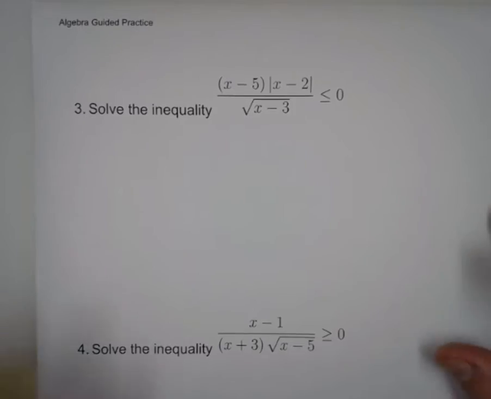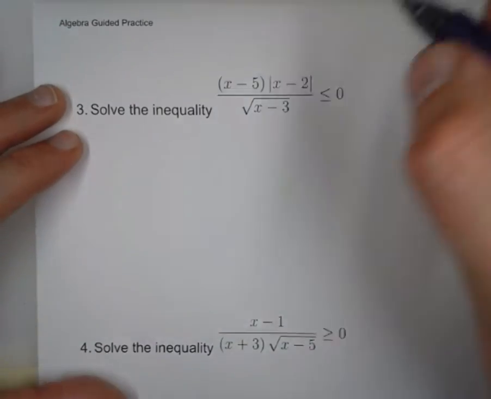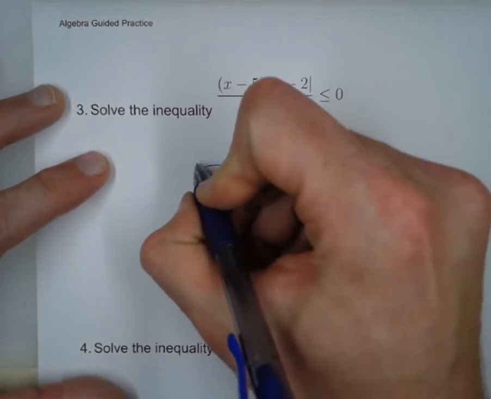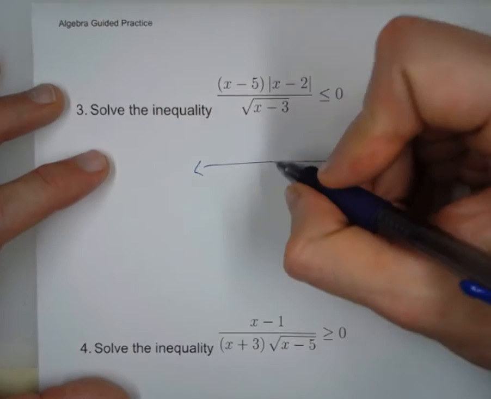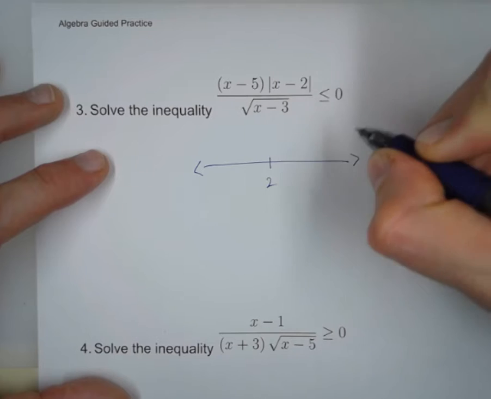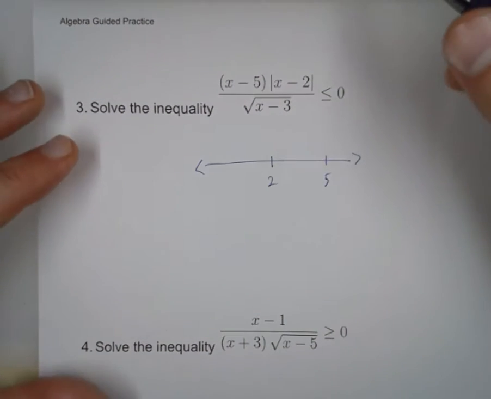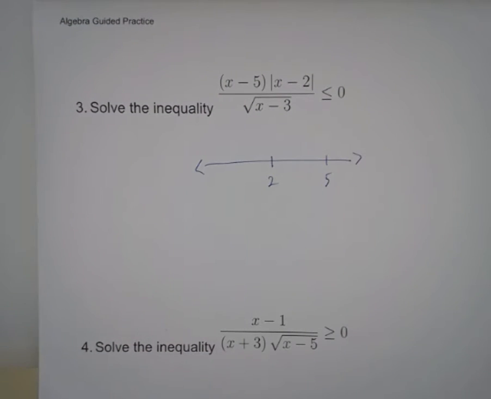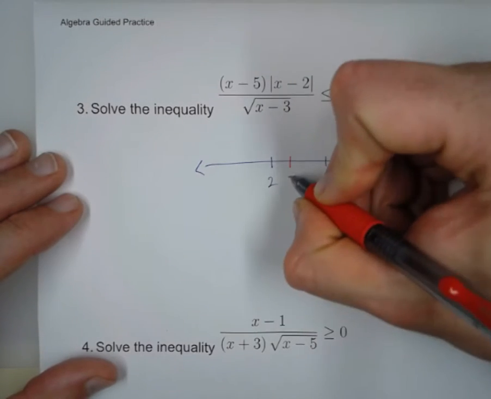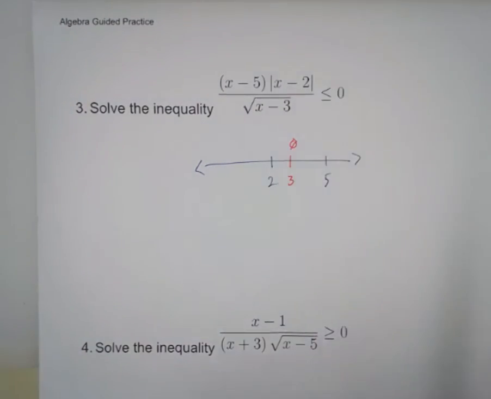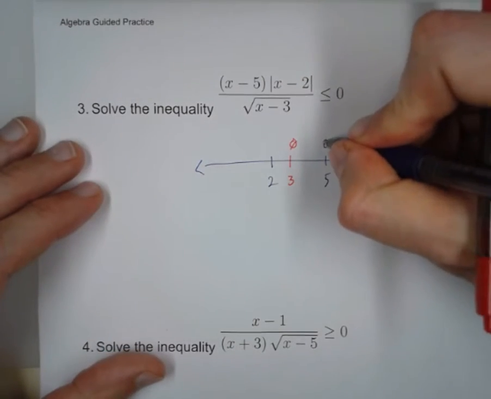So the next one, here we have 2 factors on top and 1 factor on the bottom. So what makes the top 0 will make the whole thing 0. That's going to be 2 and 5. Now what makes the bottom 0? Well, there are 2 things. What makes the bottom 0 is 3. That makes it undefined. I forgot to mark those as 0.